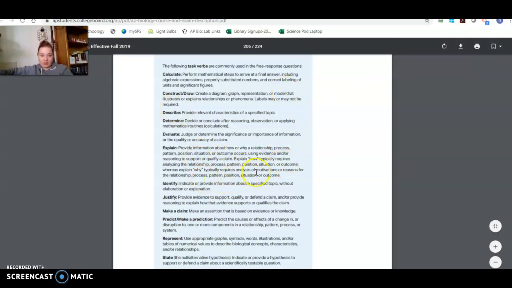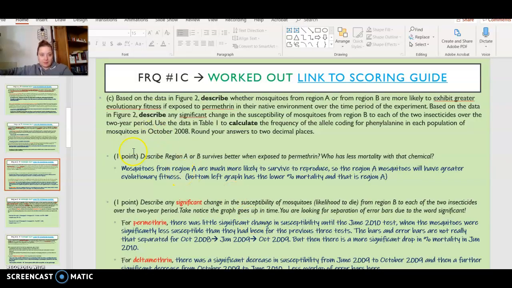Explain how, require, yeah, a little bit more analyzing relationships. So where was I? Based on data in Figure 2, describe whether mosquitoes from region A, where we treat with a lot of insecticide, or from region B, where we don't, are more likely to exhibit greater evolutionary fitness if exposed to this insecticide in their native environment over the time period given in the experiment.